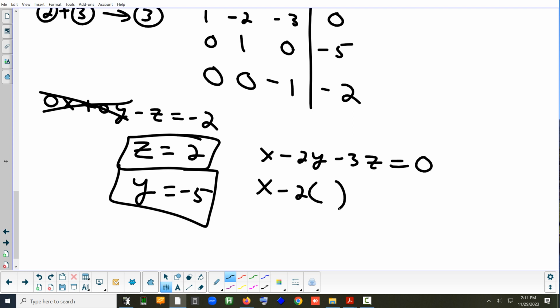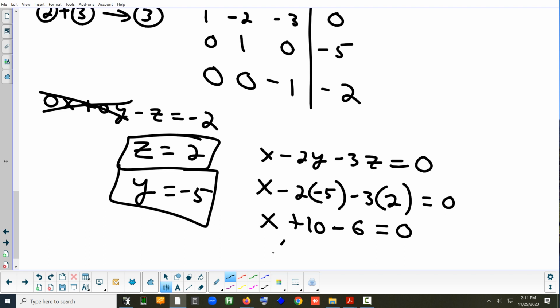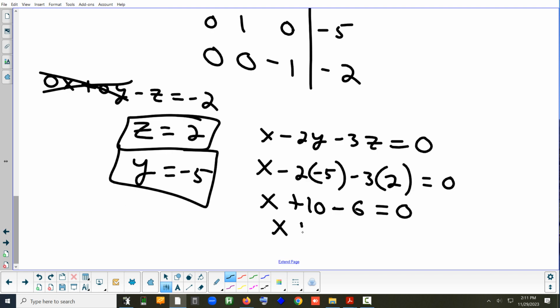Okay, what's y? Negative 5. Okay, what's z? 2. All right. So what's negative 2 times negative 5? Positive 10. And negative 3 times 2? Negative 6. 10 minus 6 gives me positive 4. Which means x is negative 4.